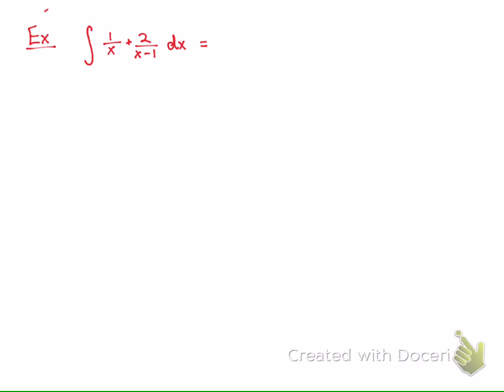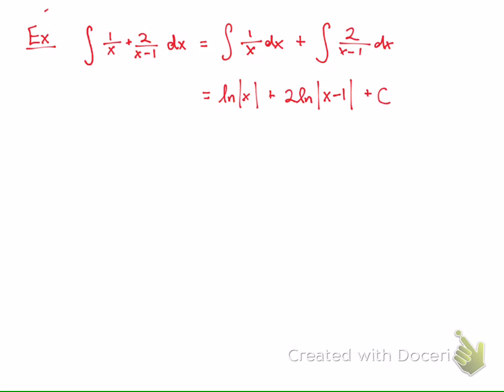Okay, so for example, these guys are simple in that if I had something like this, 1 over x plus 2 over x minus 1, and I want the antiderivative of that, that's easy based on what I just did. First of all, with sums, you can split it up like so. And then the first one's a natural log of the absolute value of x, and I have 2 times the natural log of the absolute value of x minus 1 plus a constant.